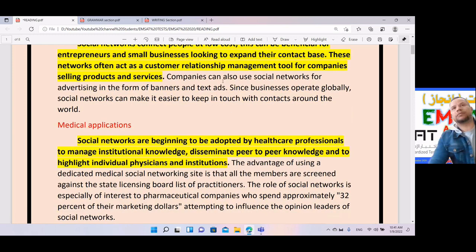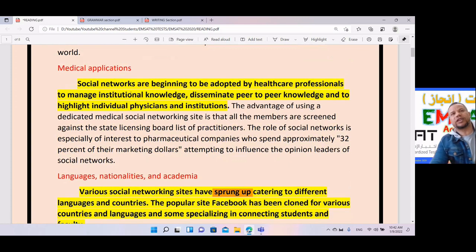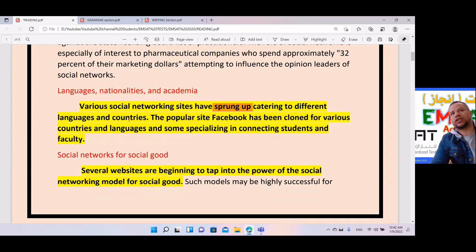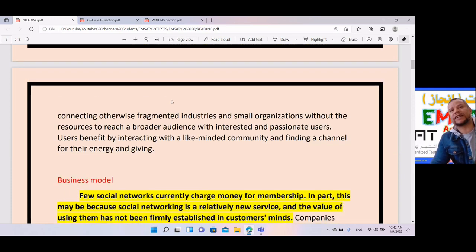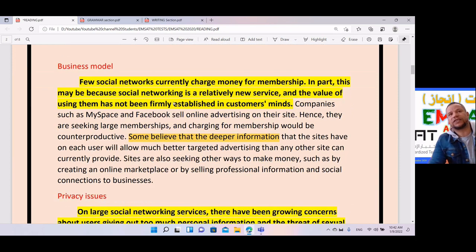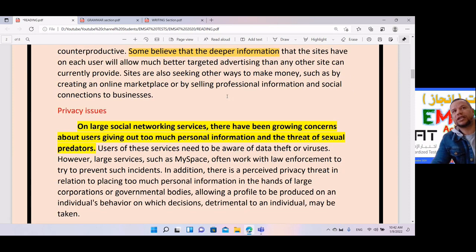And that's one. Also, paragraph 2 is talking about benefits. For social networks are beginning to be adopted by healthcare professionals to manage institutional knowledge and so on. So for knowledge, also for various social network sites have sprung up, catering to different languages and countries, popular sites like Facebook and so on, examples. So several websites are beginning to tap into the power of the social network model for social good. So it talks about selling goods and so on, buying and selling, resources and so on, benefits of buying and selling. Social networks talking about charge money for membership, currently charge money and so on.